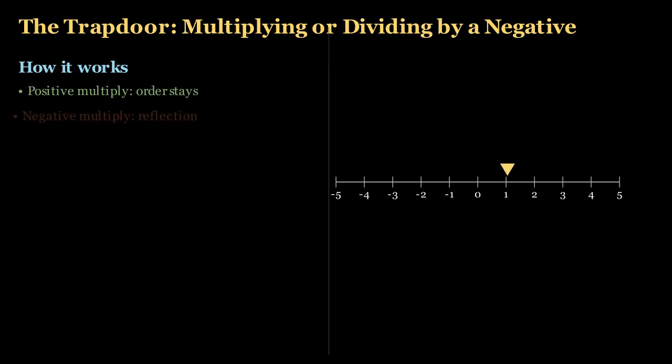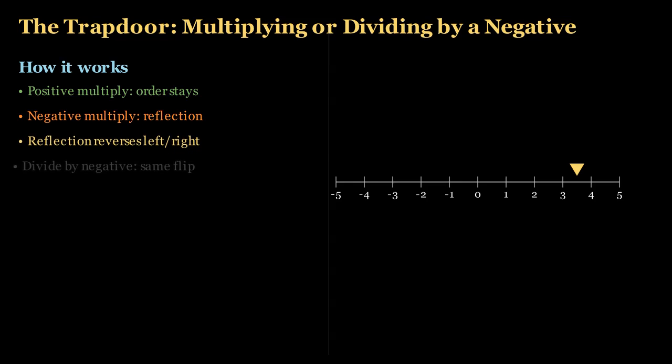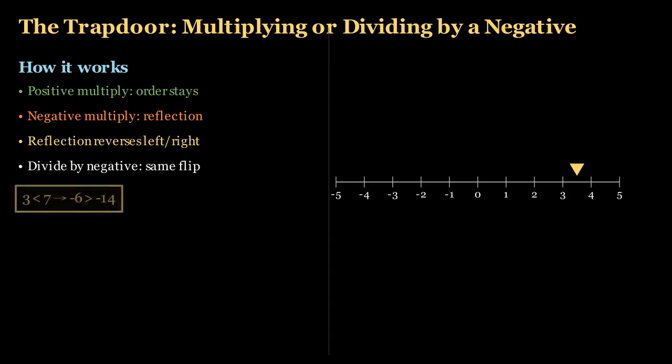Now multiply by -2 instead. We get -6 and -14. On the number line, -6 is now to the right of -14. The order has reversed, -6 is greater than -14. Why? Because multiplying by a negative is like a reflection through 0. The number that was smaller and further left becomes larger and further right after reflection. Dividing by a negative works exactly the same way because division is just multiplication by a fraction.